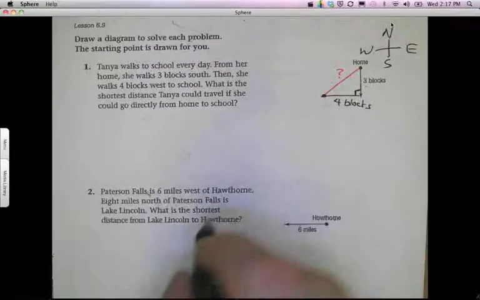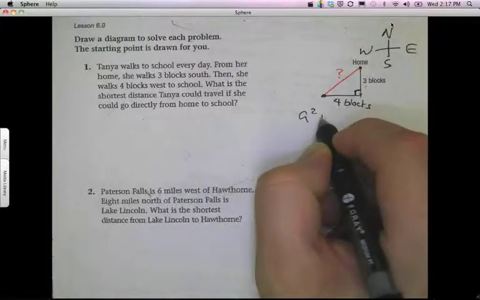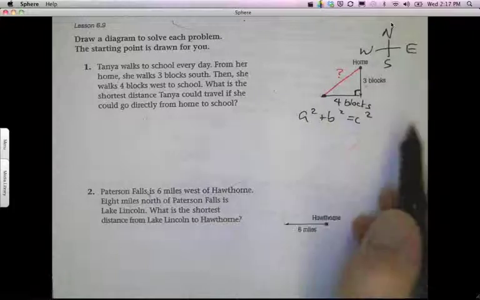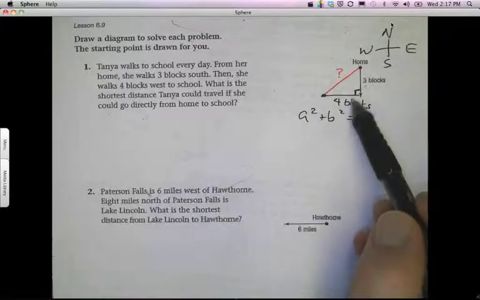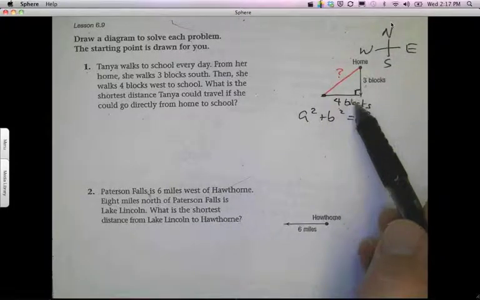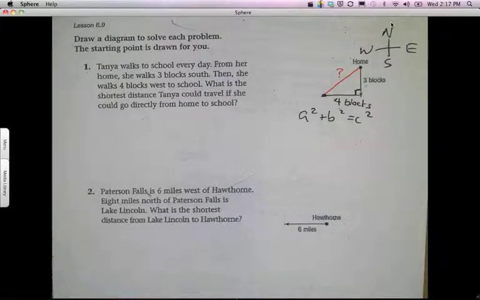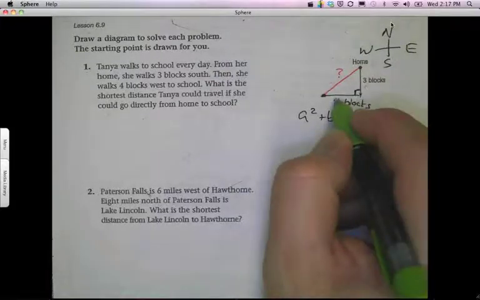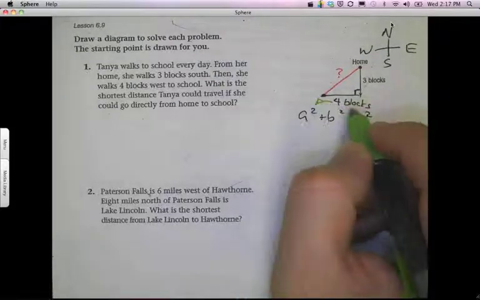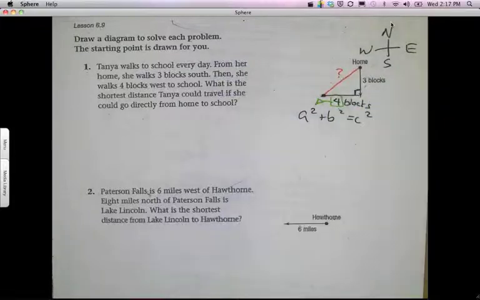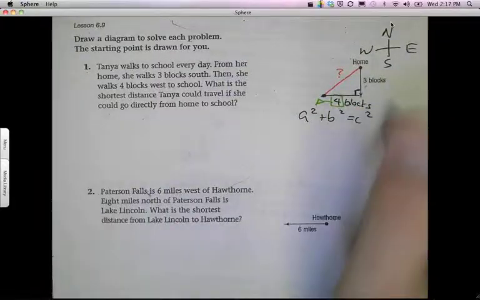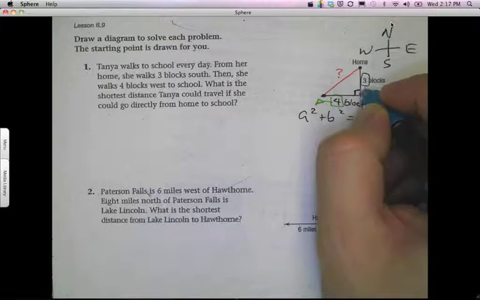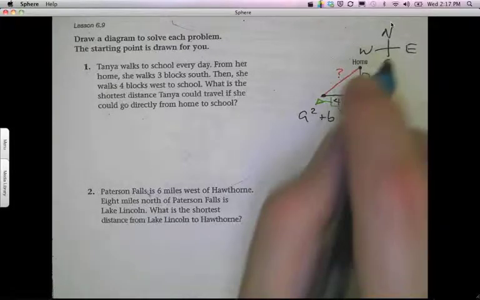And my Pythagorean theorem is a squared plus b squared equals c squared. And in this problem, I have the a and the b, my 2 legs, but I don't have my c. So I'm going to highlight each one of those numbers and put them into the equation. So we'll use 4 for my a squared, and we'll use 3 for my b squared. We'll see where that gets us.